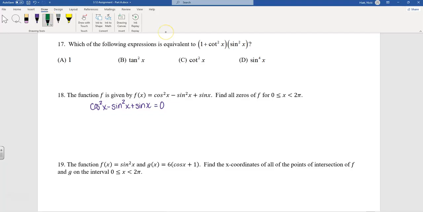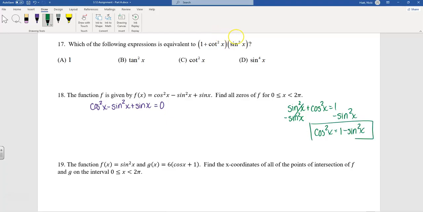That is exactly what we want to do, because just like I did for that first problem, sine squared x plus cosine squared x equals 1. We know that's a fact, right? So if I subtract the sine squared x from both sides, I know that cosine squared x equals 1 minus sine squared x.